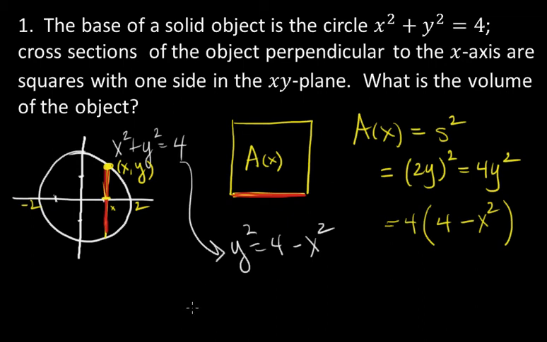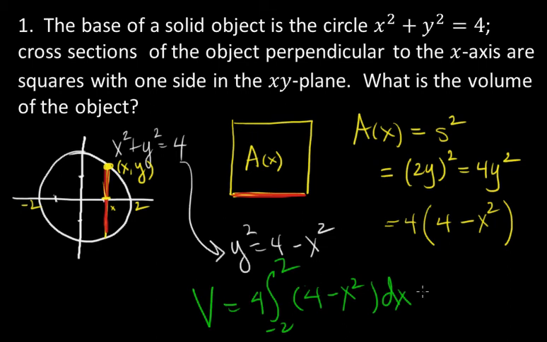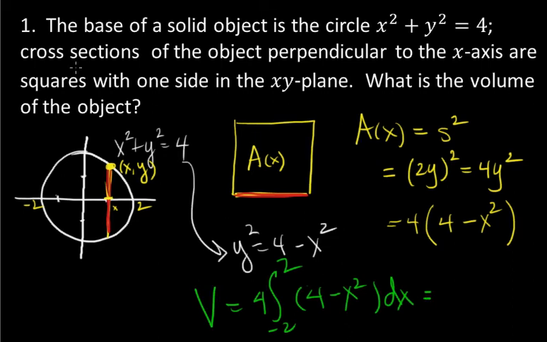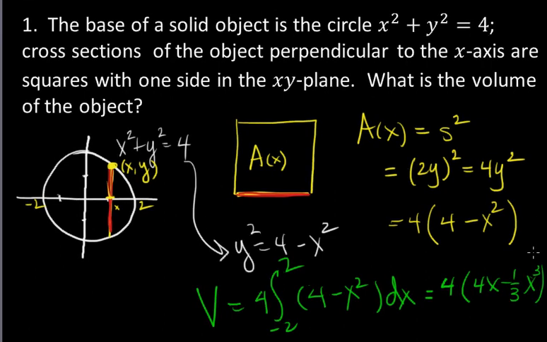All I had to do was find the area of a cross-section, so that the volume is equal to the integral from -2 to 2 of 4. I'll factor that out there and just write 4 minus x squared dx. I'm not going to do the whole thing, but this would be 4 times the quantity 4x minus 1/3 x cubed, evaluated between the limits.